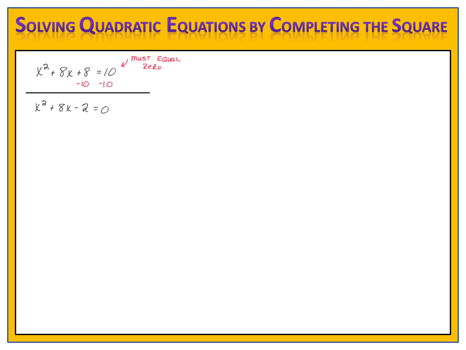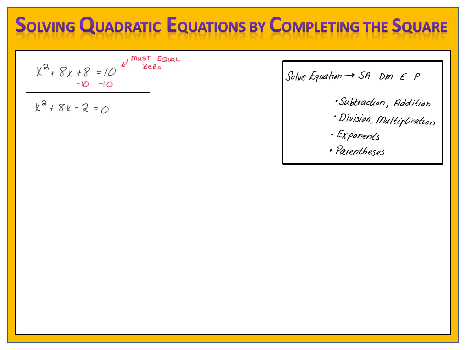Now I'm curious, can I solve this equation by factoring? We would need numbers that multiply to -2 and add to 8. The pairs of numbers that multiply to -2 are -1 times 2 and 1 times -2. Neither of those pairs of numbers add to 8, so this trinomial is not factorable. I need another method. We'll use completing the square, and then we'll use inverse operations, or SADMEP.